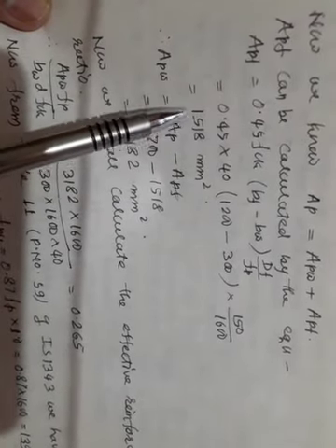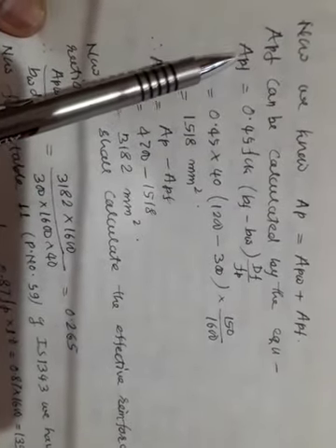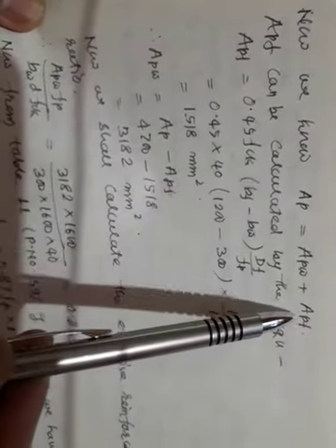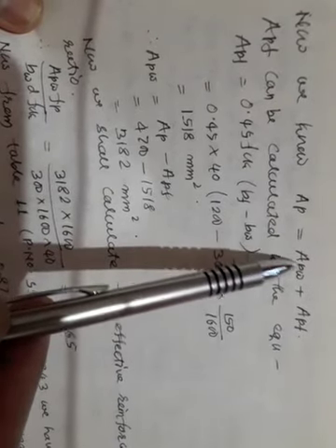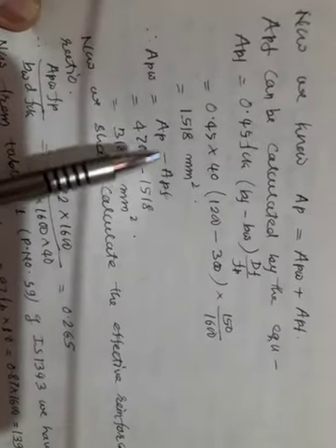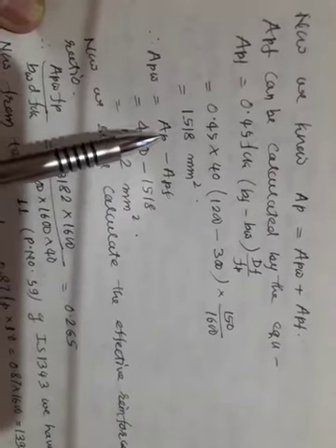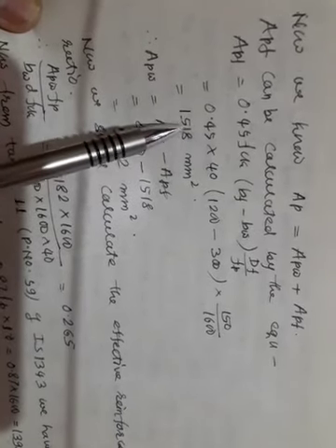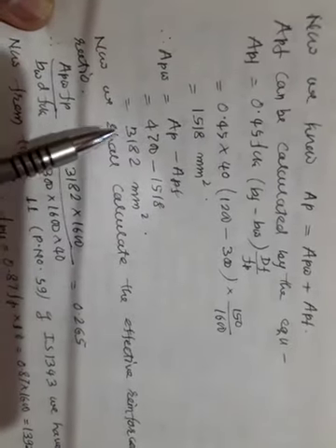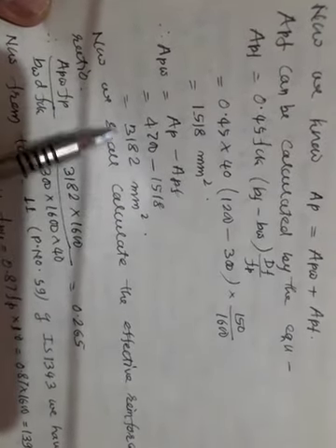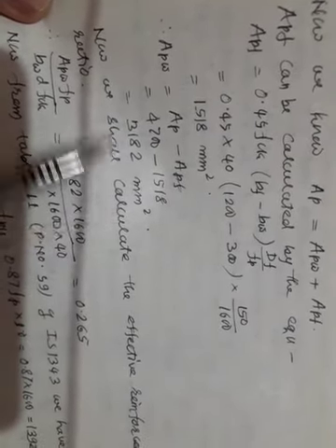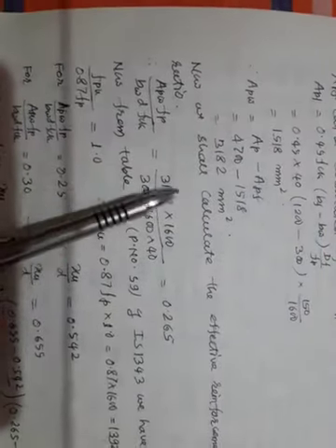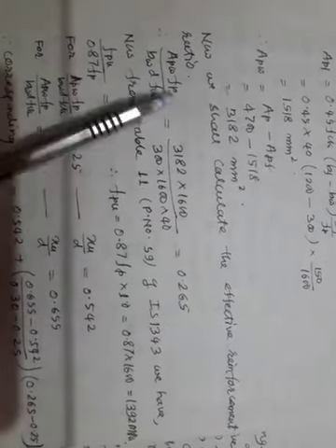So now I can easily calculate the area of pre-stressing force required for the flange. It is 1518 mm square. Once I know APF and AP, I can easily calculate APW. APW can be written as AP minus APF. Total AP is 4700, given in the problem. APF we have just found, 1580. So it will give me APW as 3182 mm square.